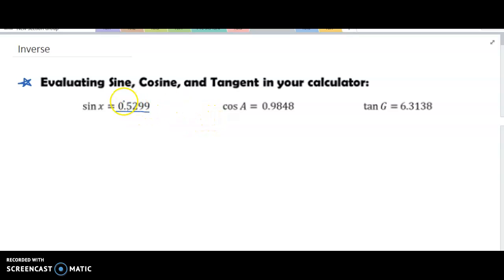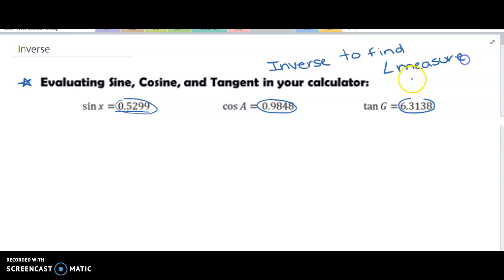So if we know the value of sine, cosine, or tangent, which is what we're doing here, we can use the inverse function, so inverse sine, inverse cosine, inverse tangent, to find the angle measure. Once again, if we know the value of sine, cosine, or tangent, we can use the inverse of that to find the actual angle measure.